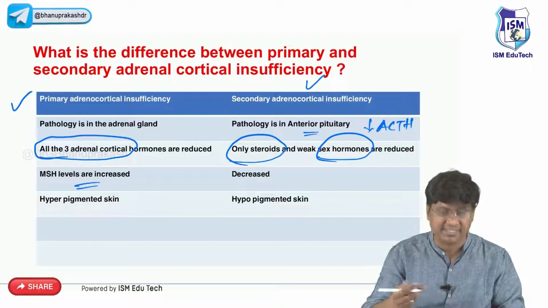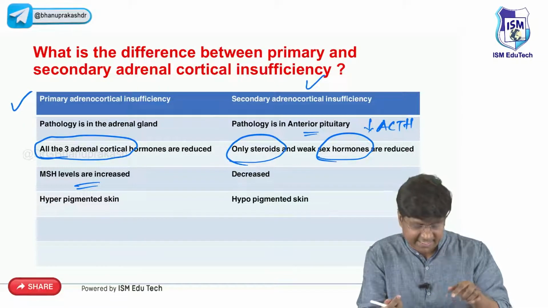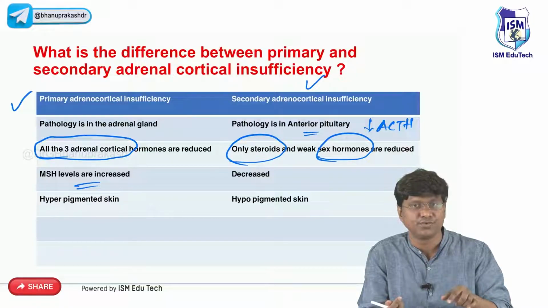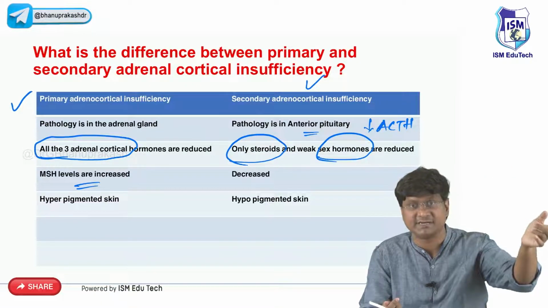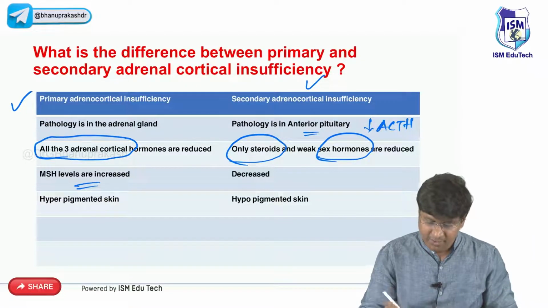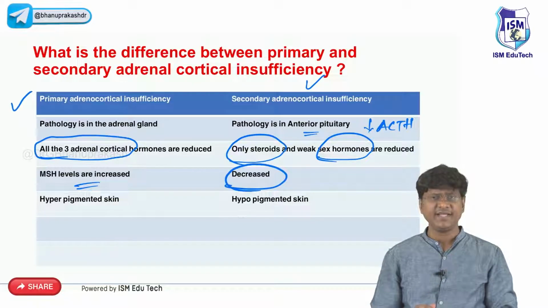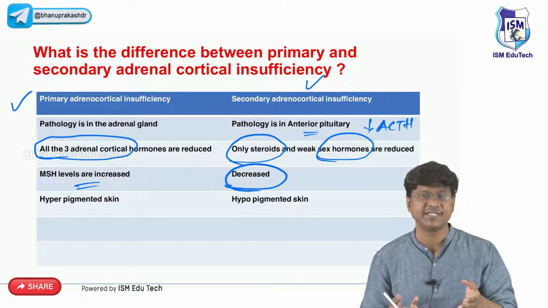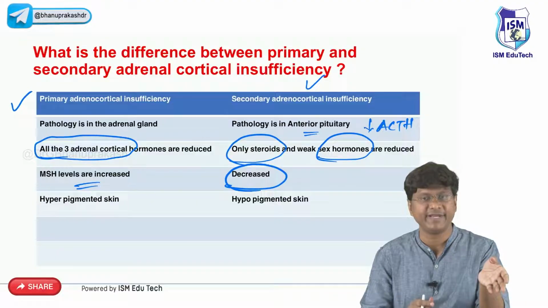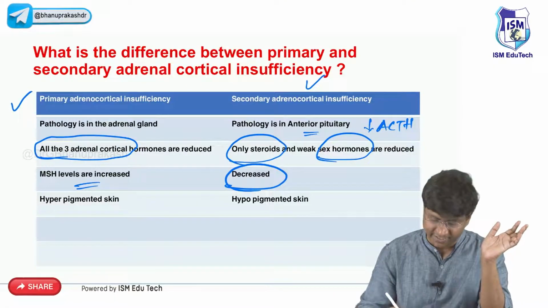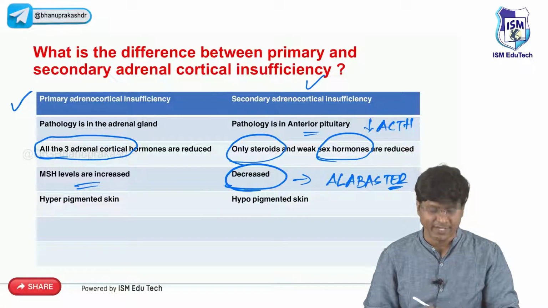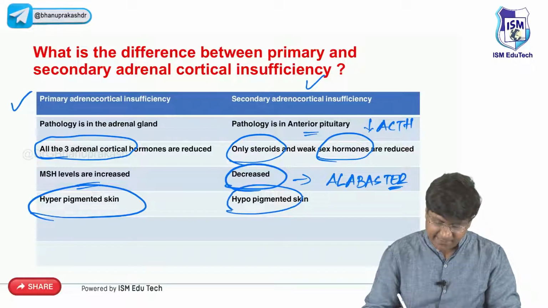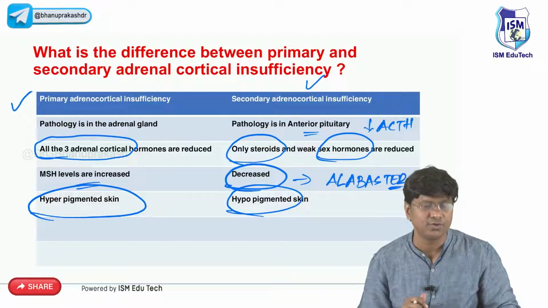Now the MSH levels are increased in patients with primary. Why are they increased? Because when steroid levels are reduced, the anterior pituitary will try to produce excess ACTH, thereby there is increased MSH that will cause hyperpigmented skin. Whereas in secondary adrenocortical insufficiency, there is decreased ACTH. Once there is decreased ACTH, there will be decreased MSH, thereby there will be hypopigmented skin, and this we call alabaster skin. So hyperpigmented skin is seen in primary and hypopigmented skin in secondary adrenocortical insufficiency.